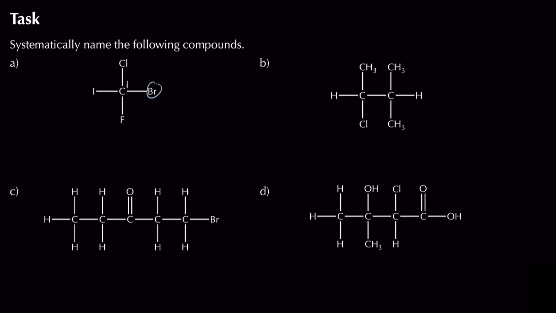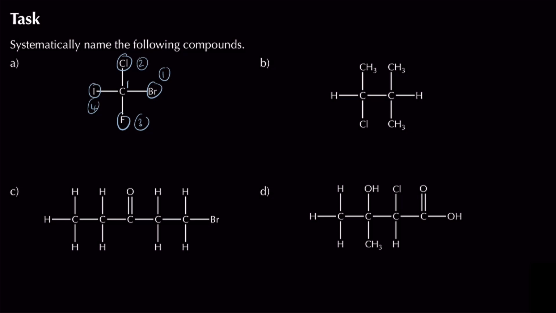Now in terms of our halogens, I've got a bromine there, so bromo, fluorine there, so it's going to be fluoro, I've got iodine there, so it's going to be iodo, and I've got chlorine there, so it's going to be chloro. Now if I were to look at this in terms of alphabetical order, the bromine is going to come first, because B comes first before C, F and I. Then my chlorine is going to be next in terms of my prefix, and then my fluorine is going to be next after that, and then my iodine is going to be after that as well.